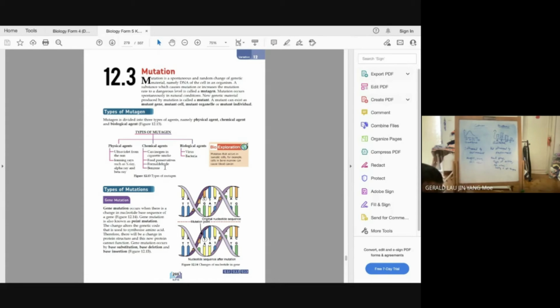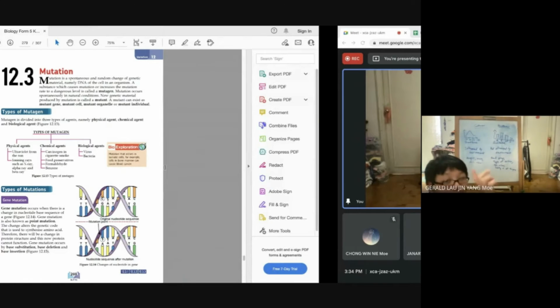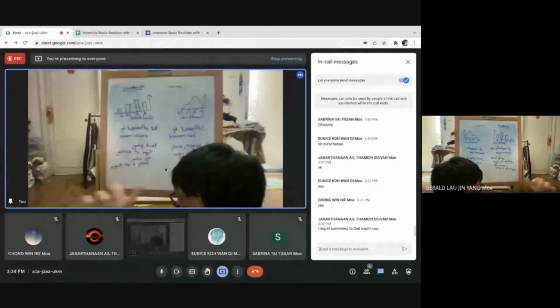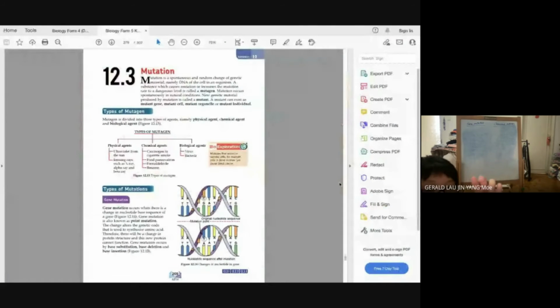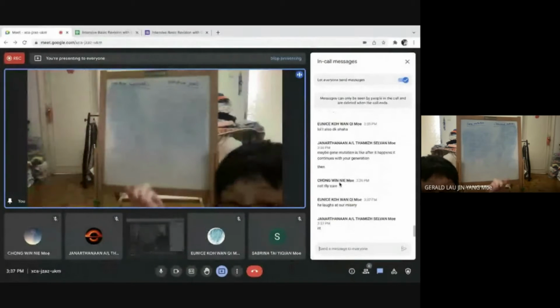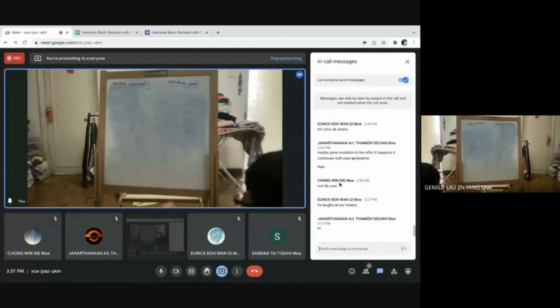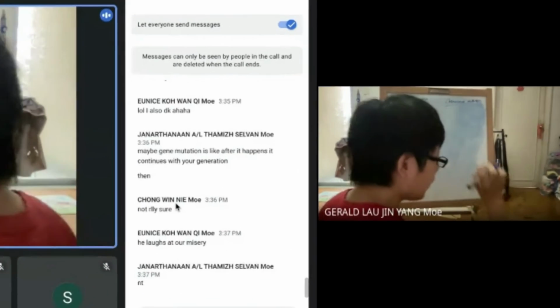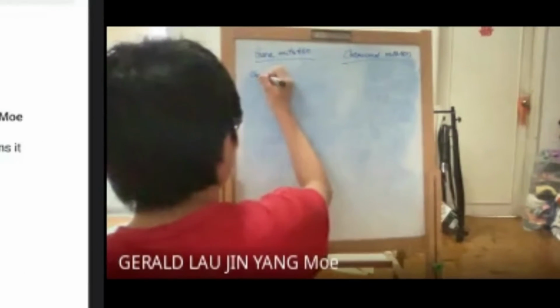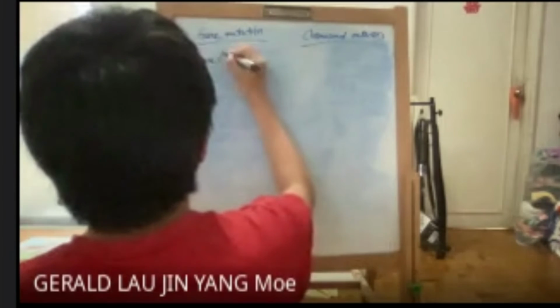This is the most interesting part. Gene mutation and chromosomal mutation. Who can explain first what is the difference? What is gene mutation? What is chromosomal mutation? It's okay. Mutation, you have two types: gene mutation and chromosomal mutation. Gene mutation basically will affect your DNA sequence. It affects the gene or your DNA sequence.